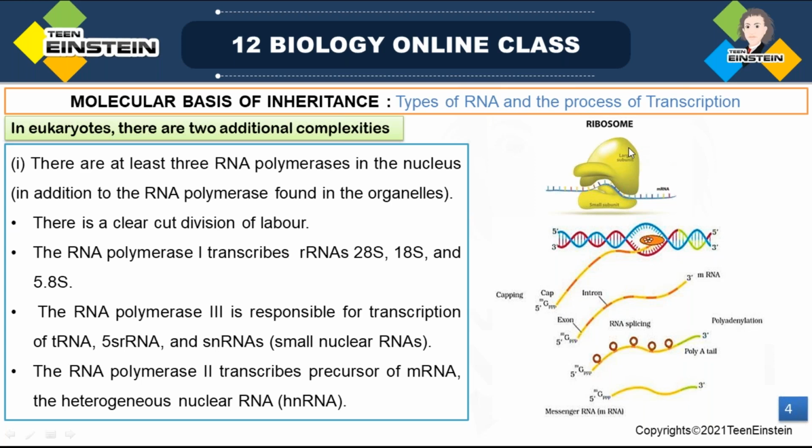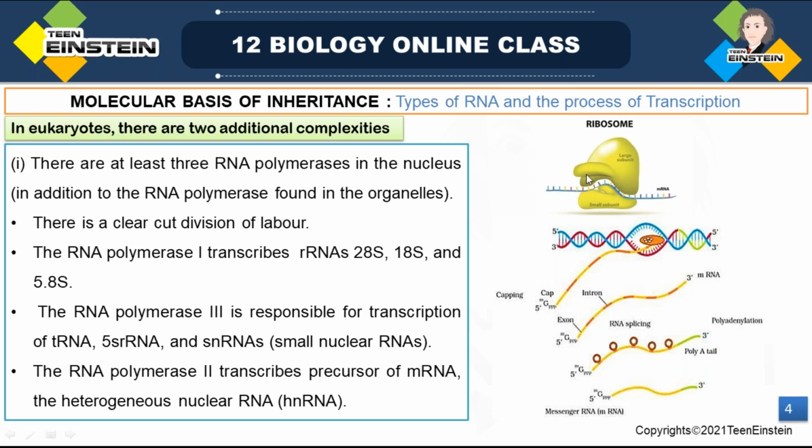Here there are two different subunits, and both subunits are required for translation. Both the large subunit and the small subunit have their own function. The small subunit decodes the genetic messages.